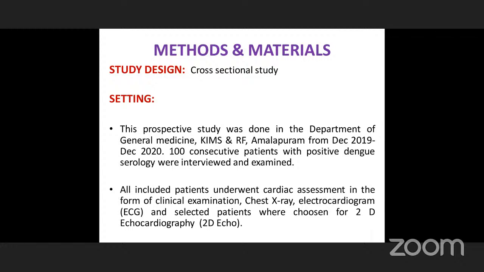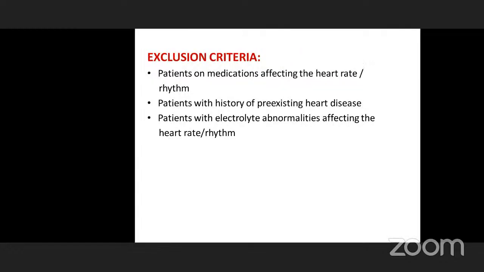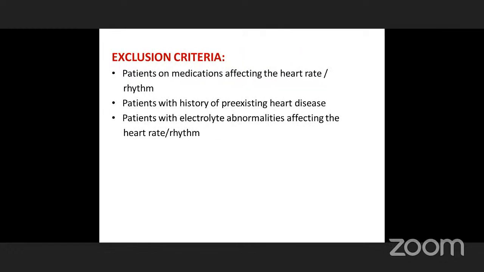All included patients underwent cardiac assessment in the form of clinical examination, chest X-ray, ECG, and selected patients were also chosen for 2D echo. The inclusion criteria are age group of greater than or equal to 19 years, fulfilling the WHO criteria for dengue, and confirmed dengue serology. Exclusion criteria: patients on medications affecting the heart rate or rhythm, patients with history of pre-existing heart disease, patients with electrolyte abnormalities affecting the heart rate or rhythm.